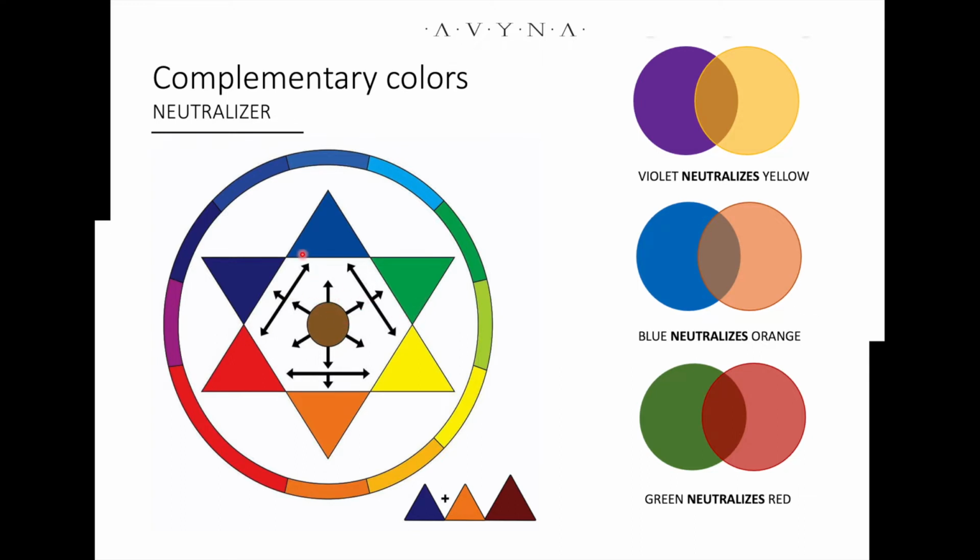And the same thing happens with the other colors. You're always mixing the three primary colors and you're going to get a neutral tone. Here you have the example: blue neutralizes orange and you get a brown tone.